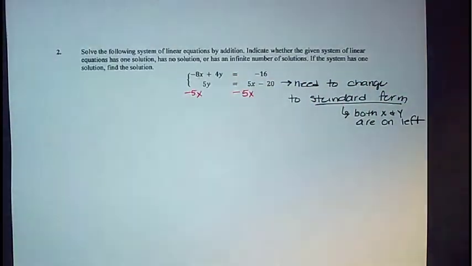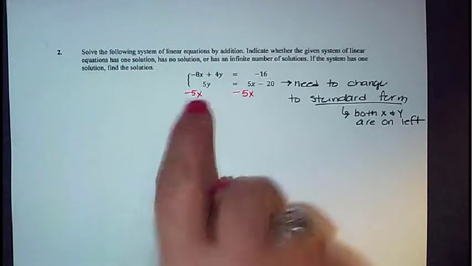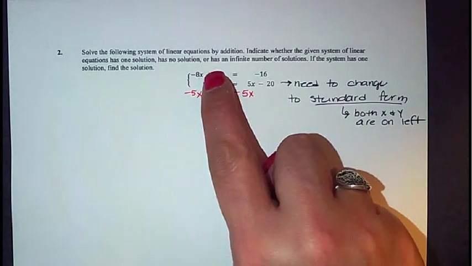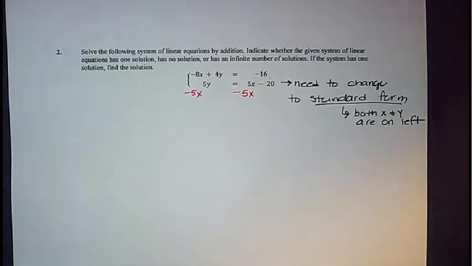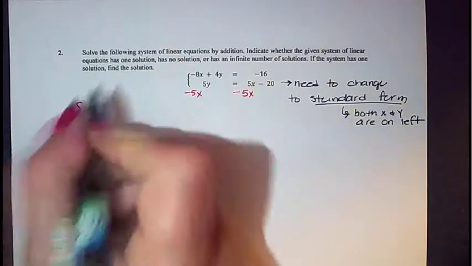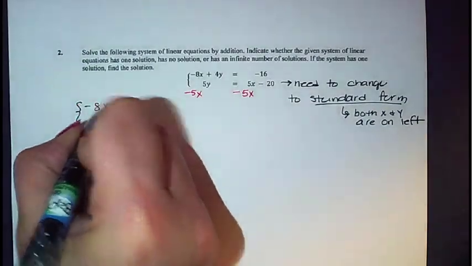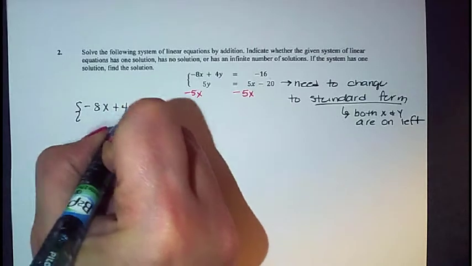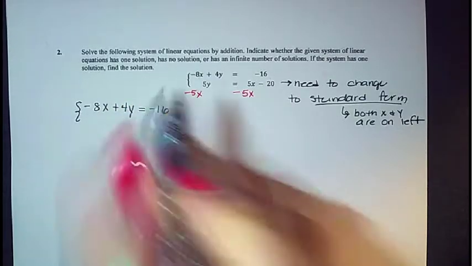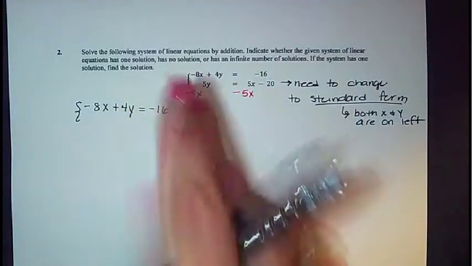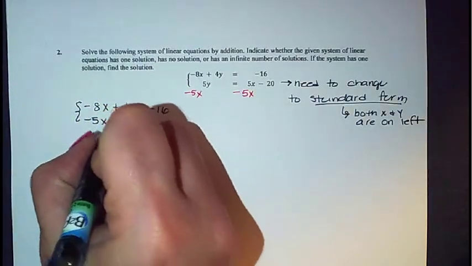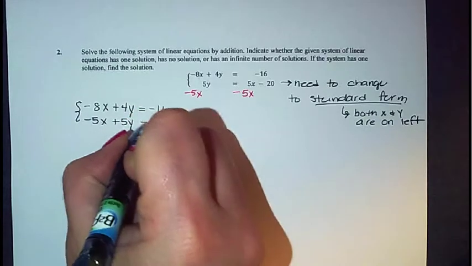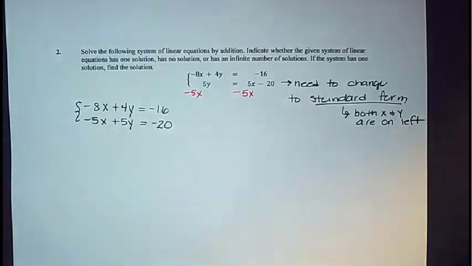And when you do this, notice that my placement of it is I want it to line up with my negative 8. So when I move it, I'm going to put it in front of my 5y. I want my x's to line up, I want my y's to line up. So my first equation, I'm not changing. This is going to stay negative 8x plus 4y equals negative 16, but now when I move my 5x over, this is going to be negative 5x plus 5y equals negative 20.